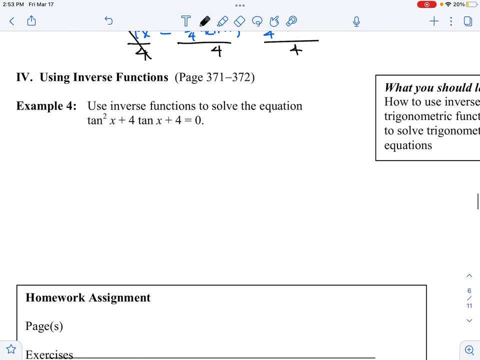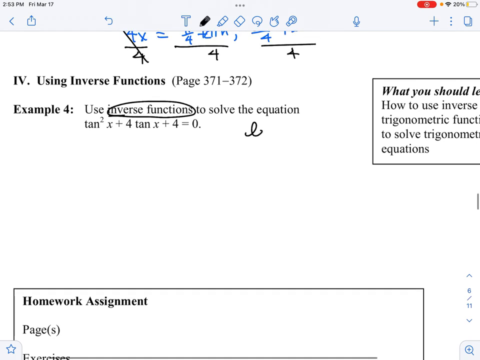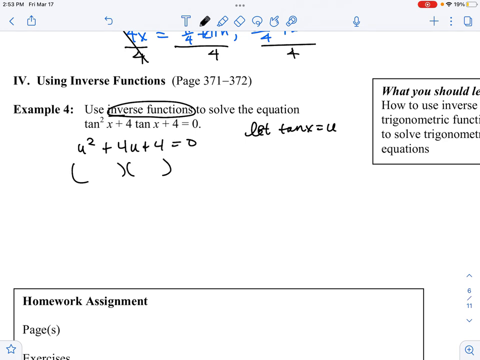Okay? And then our last example says we're going to use inverse functions to solve. So inverse functions mean we're going to treat tangent. We can also say let tangent x equal u. So this is like saying u squared plus 4u plus 4. How would I factor that? I'd get u plus 2 and u plus 2. Well, that u is really tangent, so we're going to replace it with tangent. And then we're going to solve.